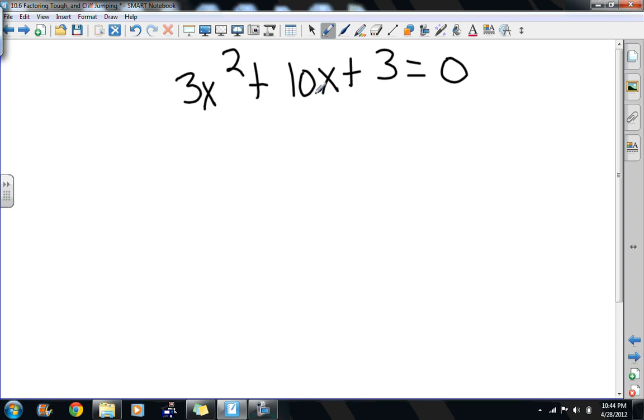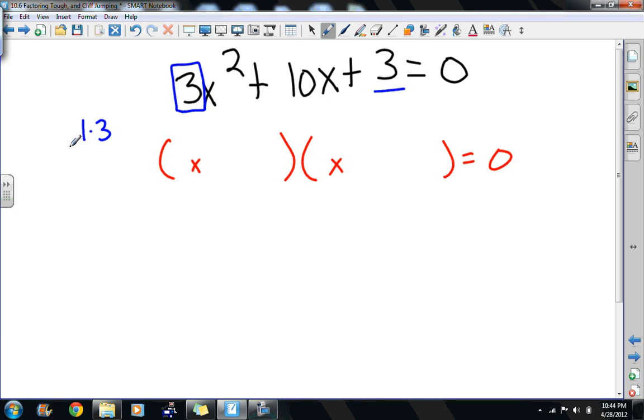3x squared plus 10x plus 3. Now, back in the day, we would make two parentheses, and we would put an x in slots 1 and 3, and we are still going to do that. Back in the day, we also looked at the factors of 3, which are 1 and 3, and we're still going to do that. But here's the difference. This number right here, that 3, is also now going to be put as factors. So we're looking at the factors of 1. We'll call this A because that's the A place. And we'll call this C because that's the C place.